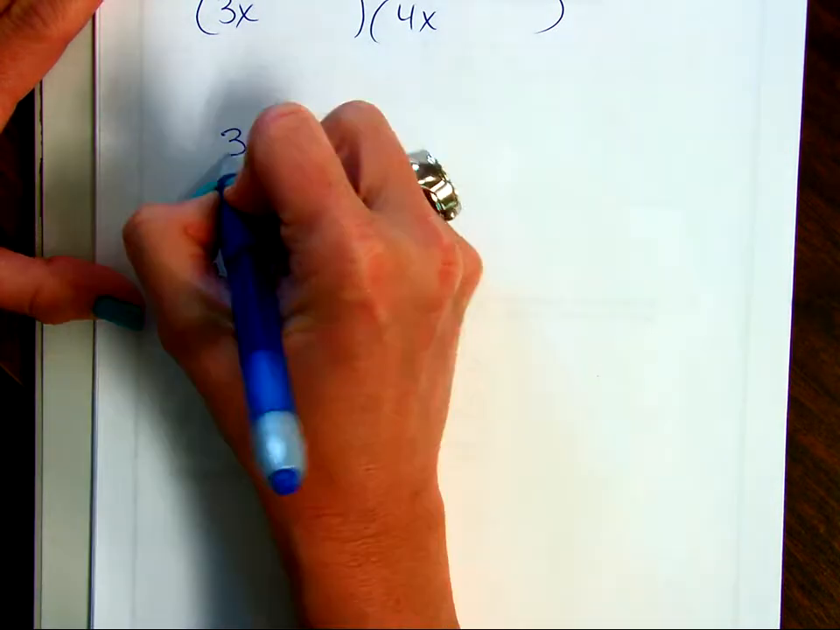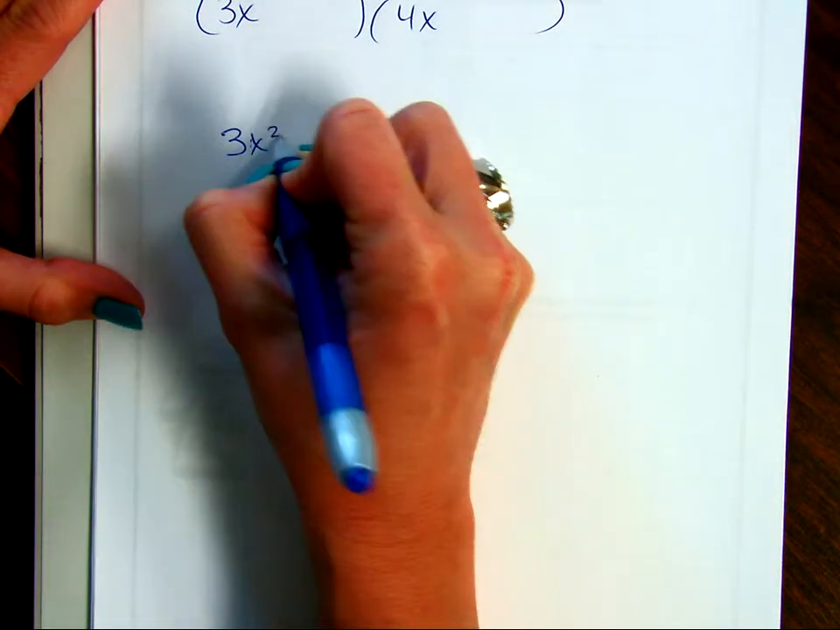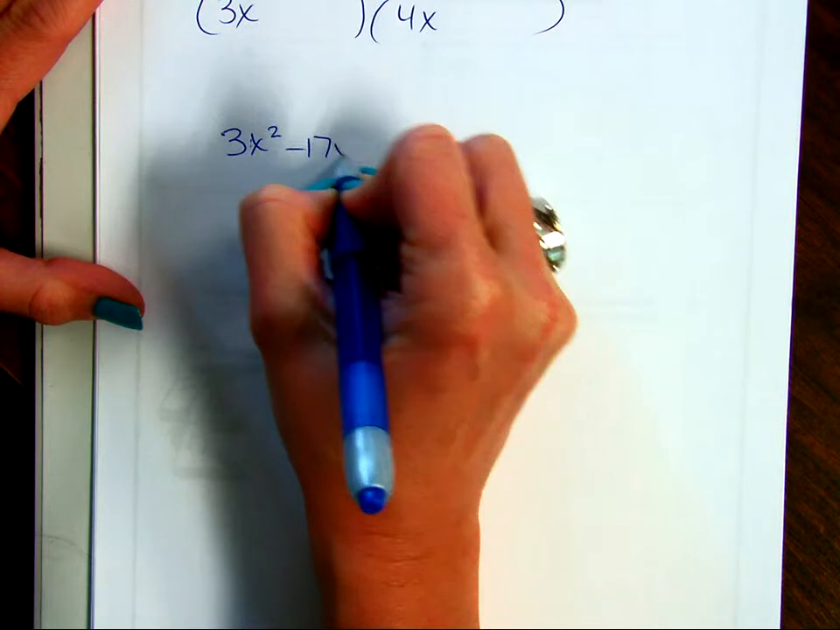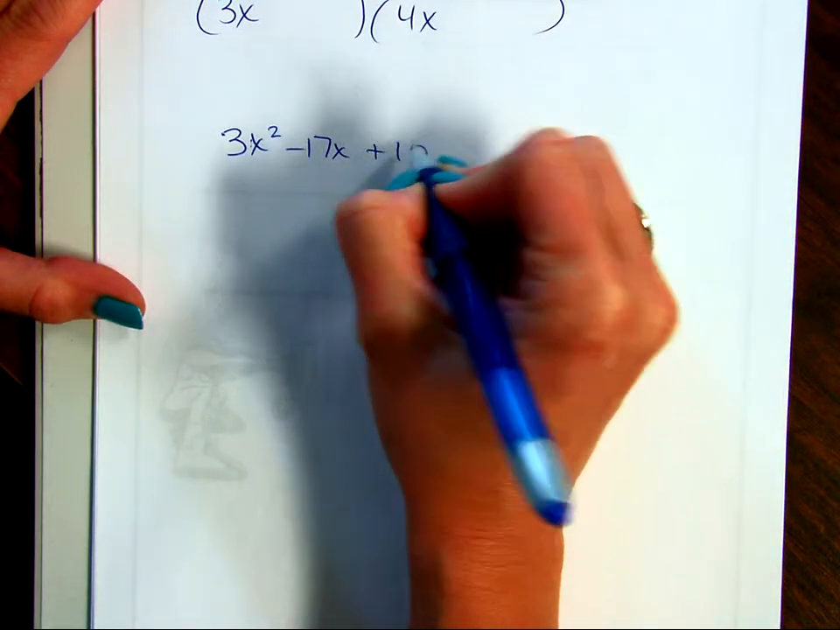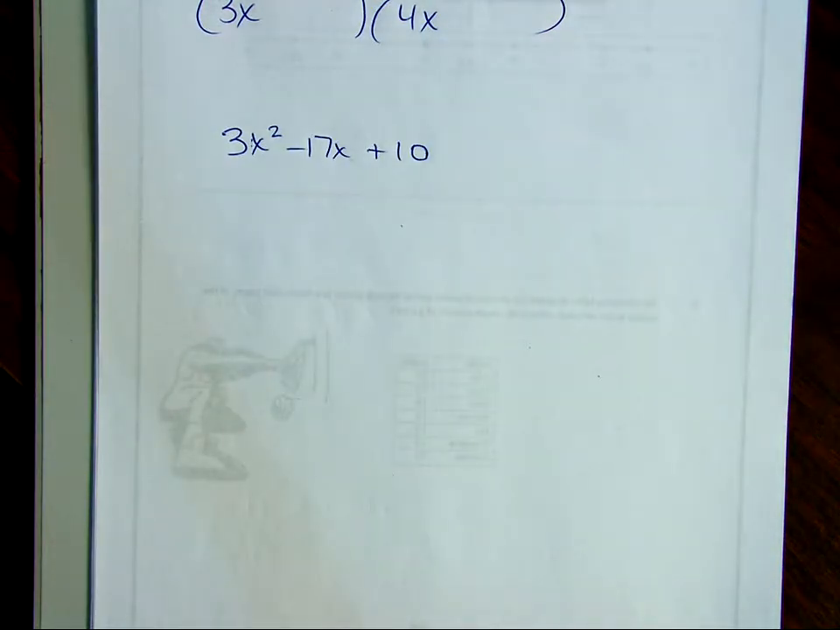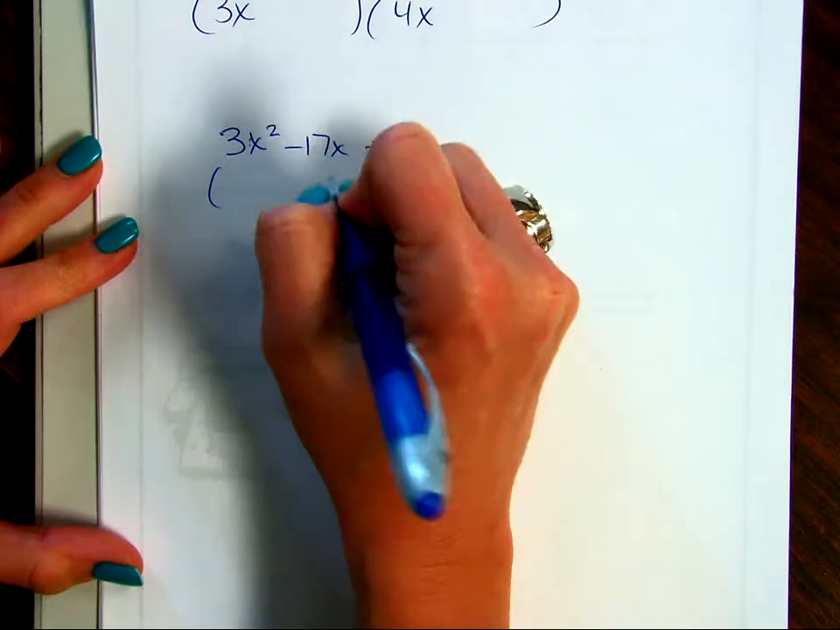Okay, are you good with trial and error? Okay, did you try one on your own? I'm going to give you one more to try that's not prime. Let's just say 3x squared minus 17x plus 10. Okay, so just try that real quick.